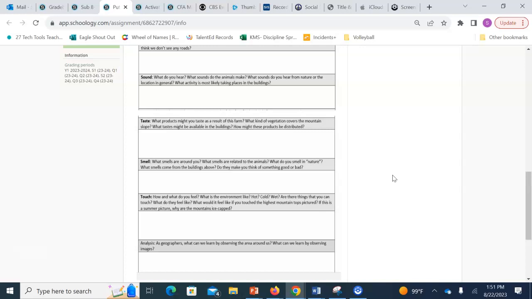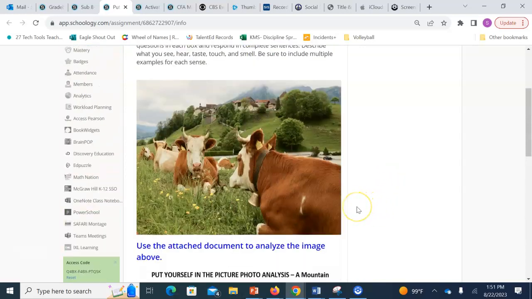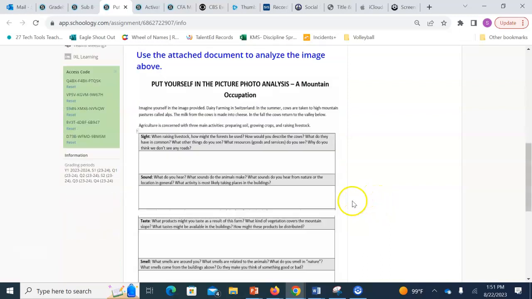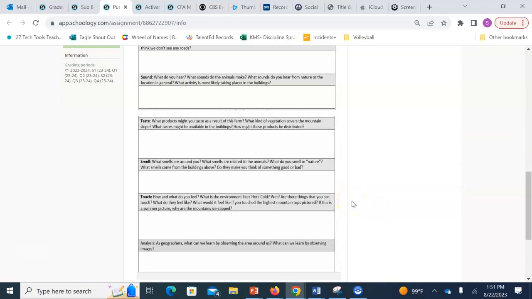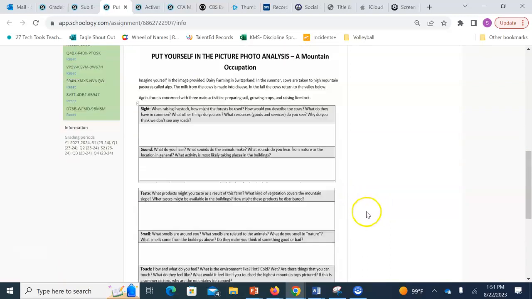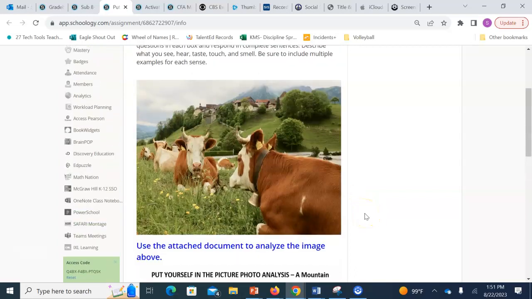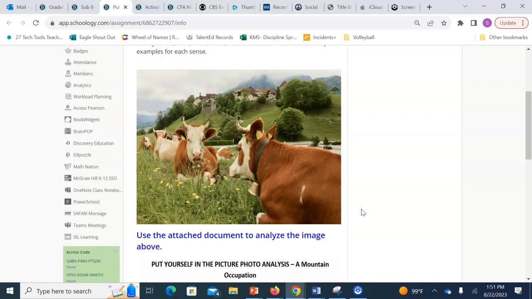Okay, our next sense is touch. How and what do you feel? Okay, so what do you feel in this picture? There's tons of things you can reach out and feel. Are they hot? Are they cold? Are they wet? Are they smooth? How are you describing what you're touching? What do they feel like?